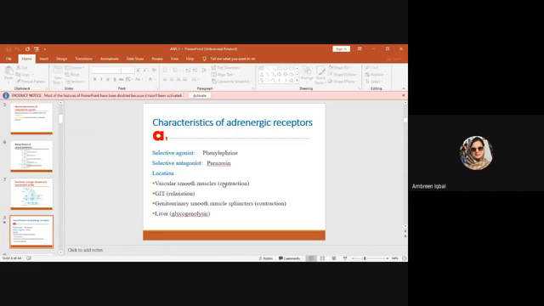I'll tell you soon. The next is alpha 1 are also present on the liver. On the liver, they are going to promote glycogenolysis. As we earlier discussed, glycogenolysis means lysis of the glycogen. You are going to increase the blood glucose level this way.